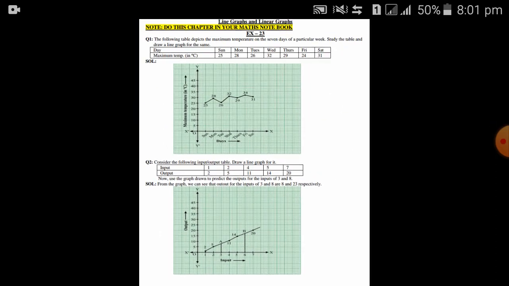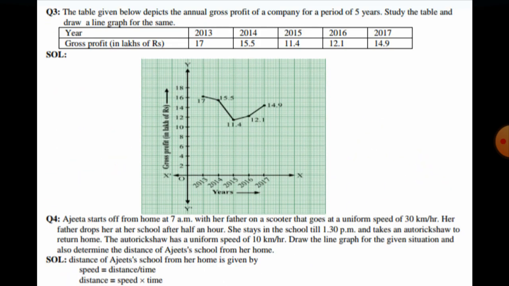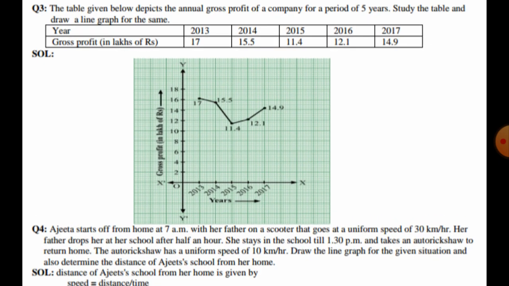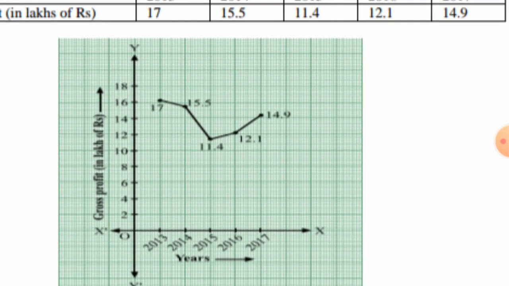Now after this, see the next question. In question number 3, we have the table given below depicting the annual gross profit of a company for a period of 5 years. Study the table and draw a line graph for the same. So in this we have to make this table. For year we have given 2013, 2014, 2015, 2016 and 2017, and gross profit in lakhs, that is 17, 15.5, 11.4, 12.1 and 14.9.